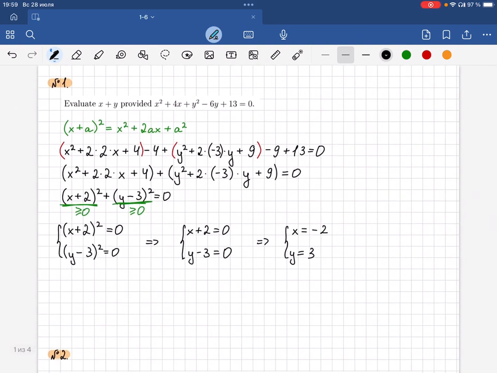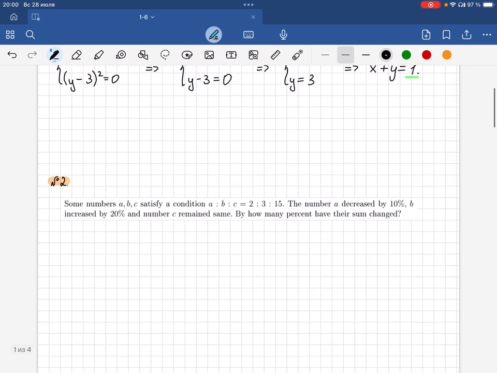And now we can solve the problem, as we are supposed to evaluate x plus y. x plus y here is minus 2 plus 3, which is just 1. And this is our answer.